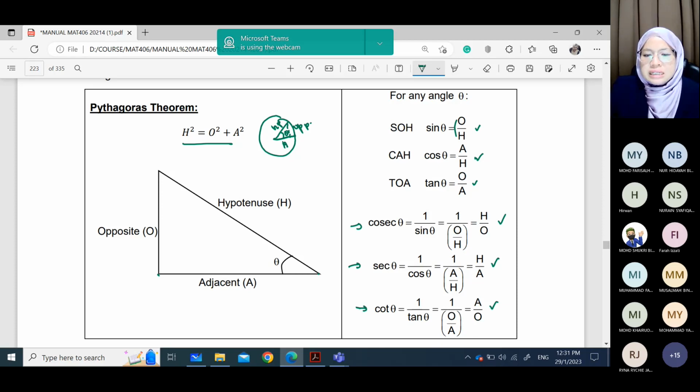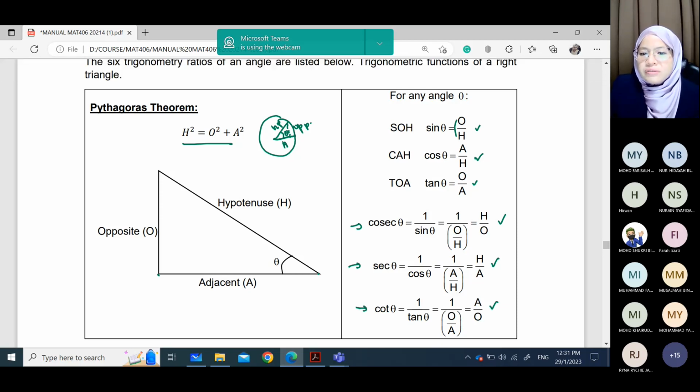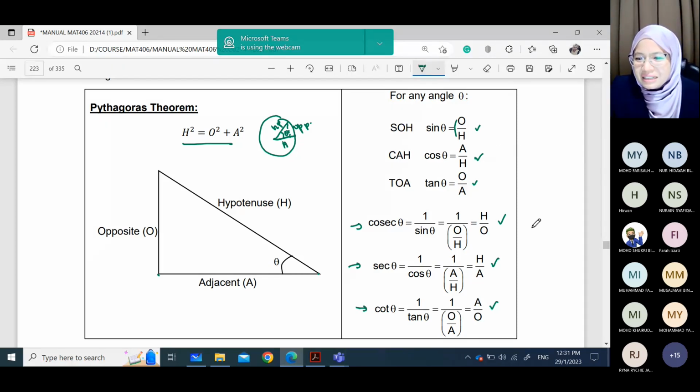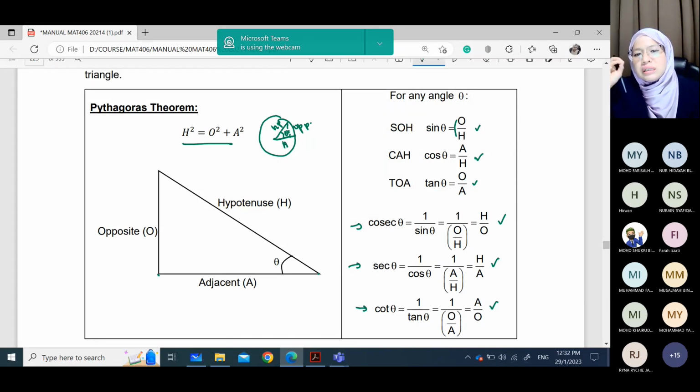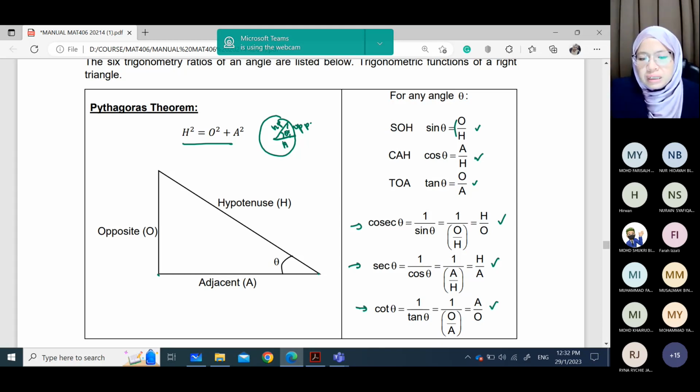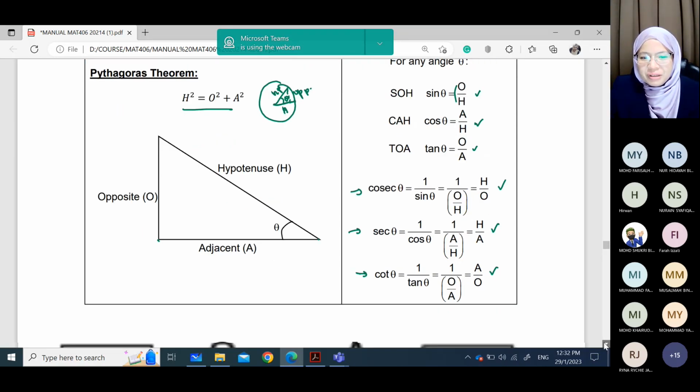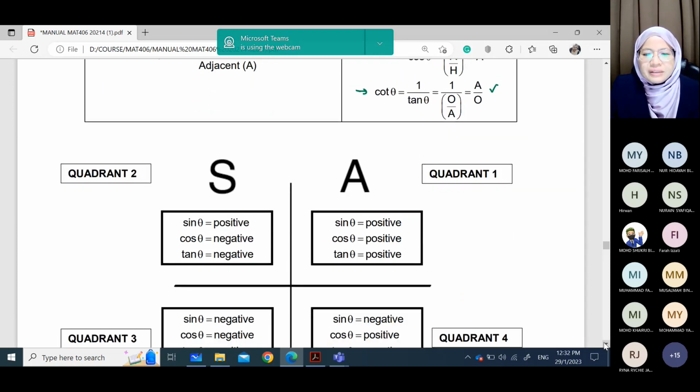Ini adalah trigonometric functions yang kita perlu tahu. Okay. 3 yang basic adalah sin, cosine and tangent. Theta ni adalah angle. So untuk trigonometric, dia datang dengan angle. Macam tu. Faham ya? Okay.